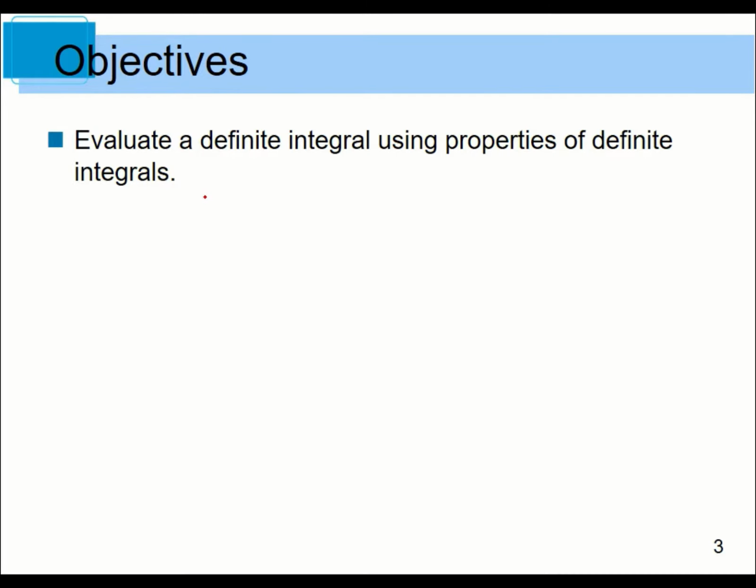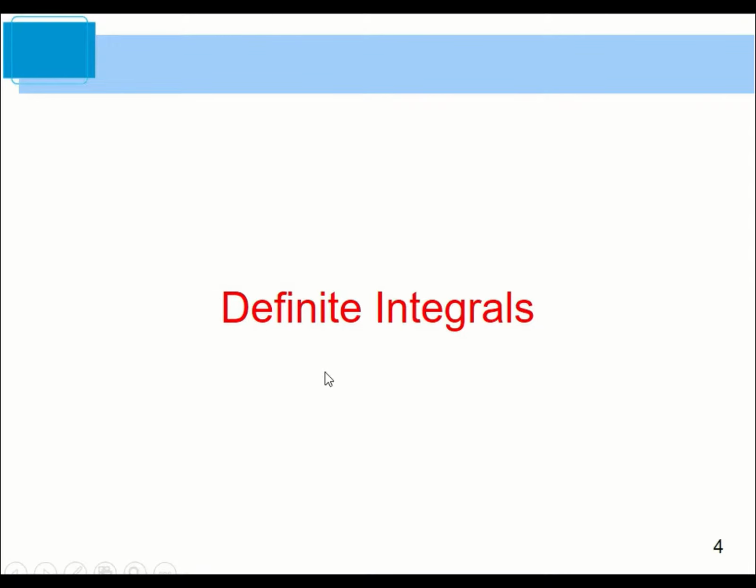So there are two things here, right? The first thing we are going to learn is how to evaluate the definite integrals. The second thing is the properties of definite integrals and how to use them to evaluate the definite integrals. So let's start with the first one, definite integrals.